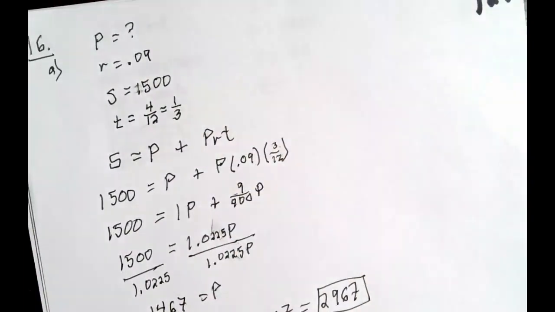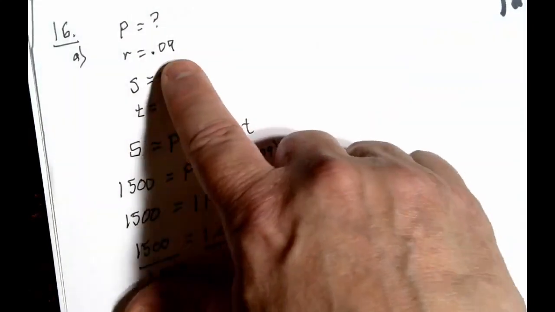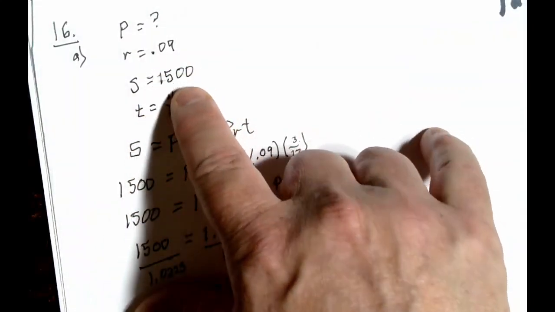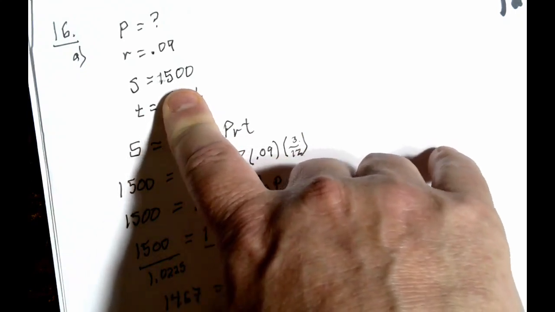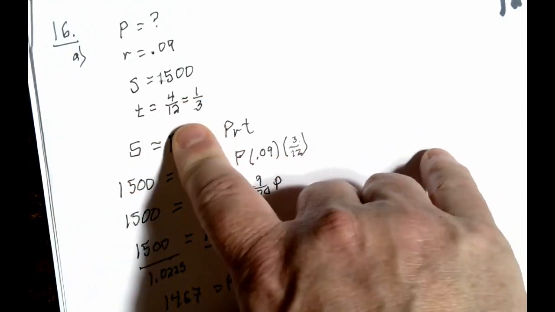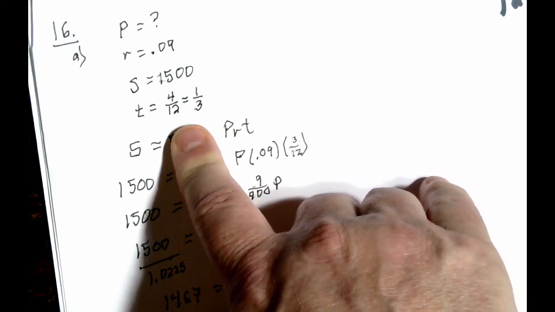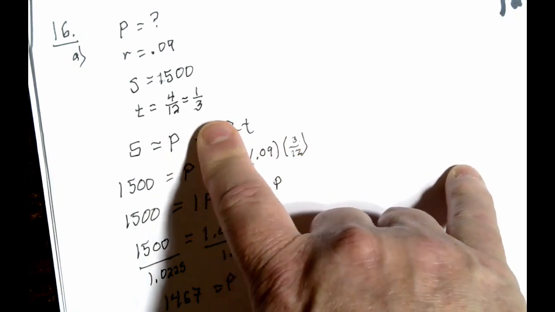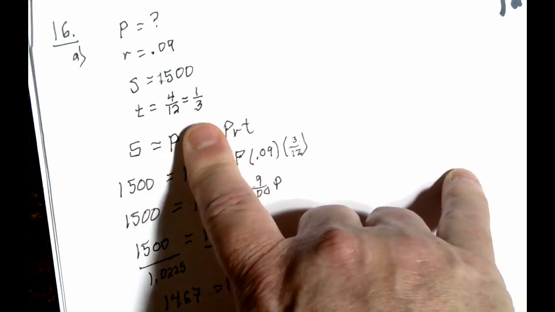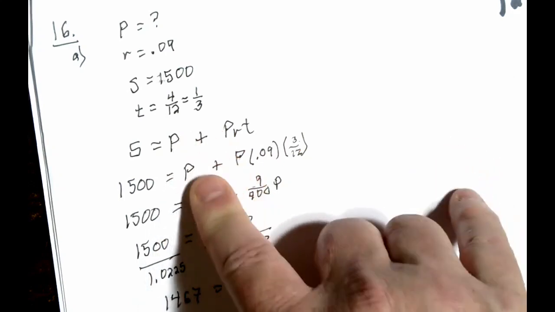Okay, and number 16. A student has a savings account earning 9% simple interest. She must pay $1,500 for the first semester's tuition by September 1st. And September 1st is one semester. That's 1/3 of a year. It's 4 months out of 12, so 1/3. And the $1,500 for the second semester by January 1.